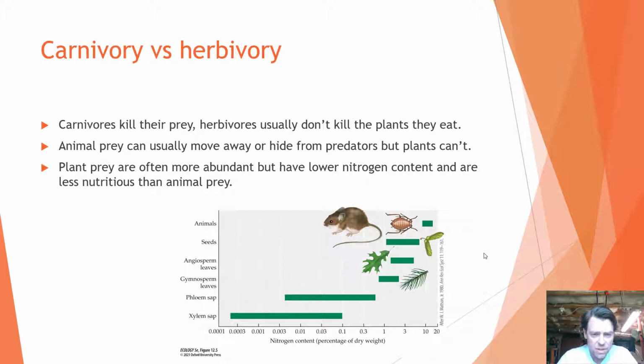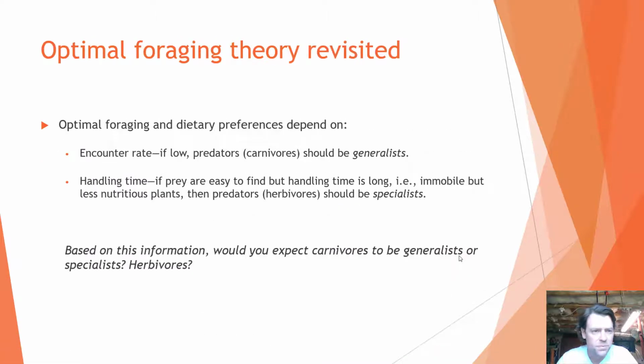In the figure down below, you see that the nitrogen content in animals is much higher, but also has a lower variability than, for example, leaves, and then also phloem and xylem sap. And this is important because the nitrogen in the things that you eat is needed for building body parts, DNA, and things of that nature, various nitrogenous compounds.